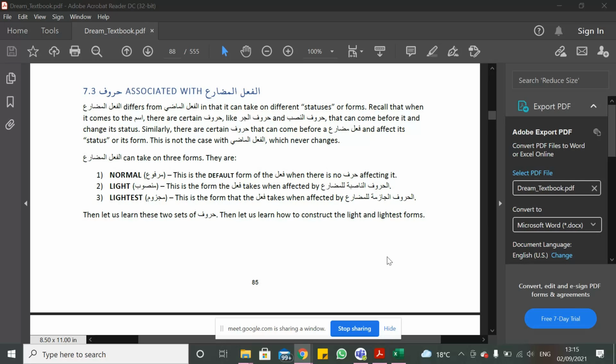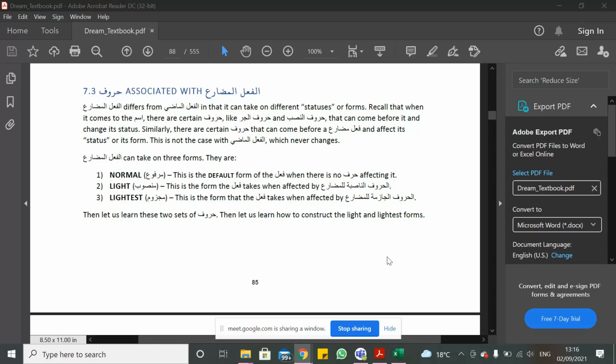When we're talking about ism, we have rafa, nasab, and jar. But when we're talking about fi'l, we do not have jar, but we have jazm. Like when we started to read Quran, we say there is a fatha, dhamma, kasra, and sukoon, that is called jazm. Jazm is when you don't pronounce anything and you move ahead, you give a sukoon. So we do not have jazm in ism, but we have jazm in af'al. So when you spot jazm, this is definitely a fi'l, it cannot be an ism. In ism we have rafa, nasab, jar, but in fi'l mudari we have rafa, nasab, and jazm. Rafa is the normal form, nasab is the light form, and jazm or majzoom is the lightest form.